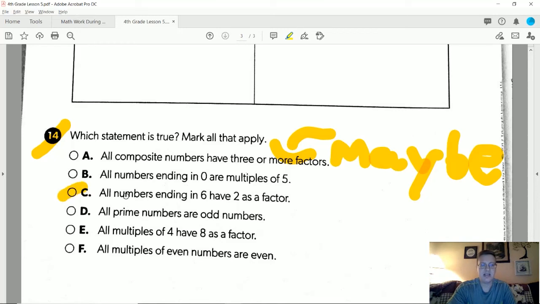That is correct because any number ending in 6 has to be an even number, and you can count by 2 to get to any even number.